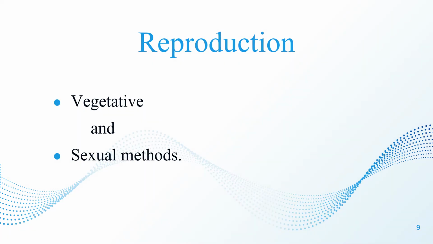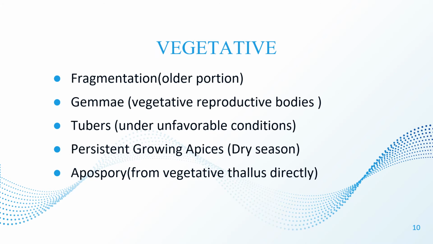Now we talk about reproduction in brief. It takes place by means of vegetative and sexual methods. Asexual reproduction is completely absent in Anthocerotae. Vegetative reproduction takes place by means of fragmentation. The older portions remain alive, and they get detached from the parent and can give rise to a new thallus. They reproduce by means of gemmae. Gemmae are small vegetative outgrowth-like structures formed on the dorsal surface of the dorsiventrally flattened gametophytic thallus. These are vegetative reproductive bodies. They get detached from the parent, and each one gives rise to a new thallus.